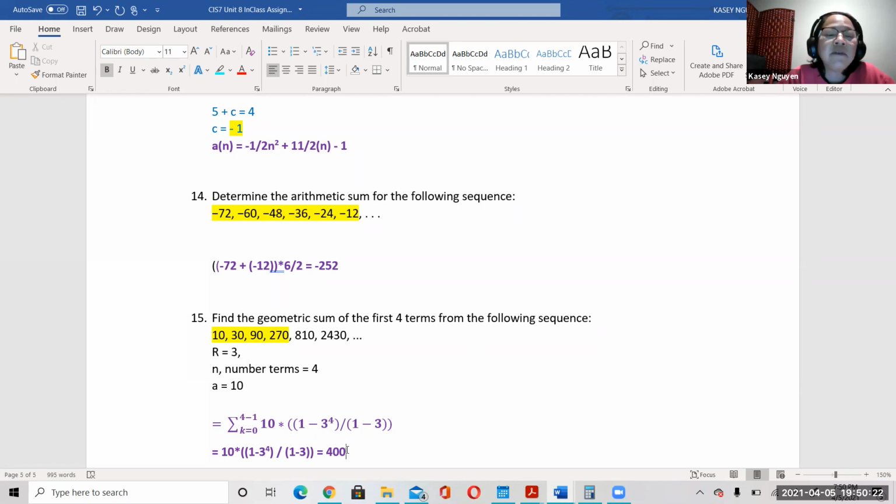You can add it up in your head quickly. It should give you 400. 10 plus 90, that's 100. 30 plus 270, that's 300. So 100 plus 300 is 400. And you can test it with a larger value. What if I wanted to add up the first 5 or the first 8? Then you can apply that equation or that formula.